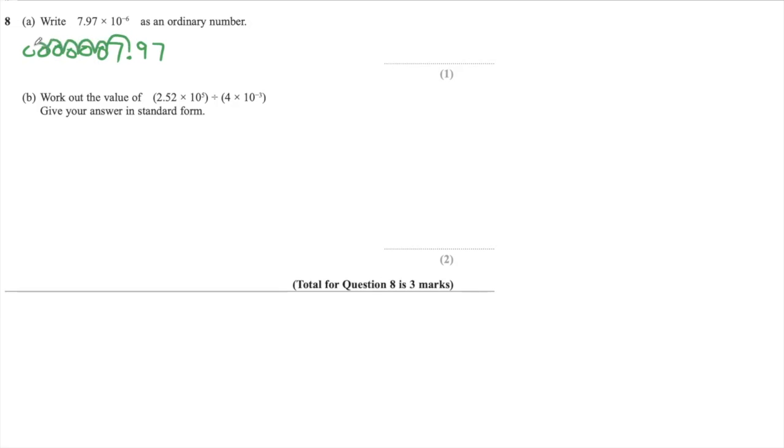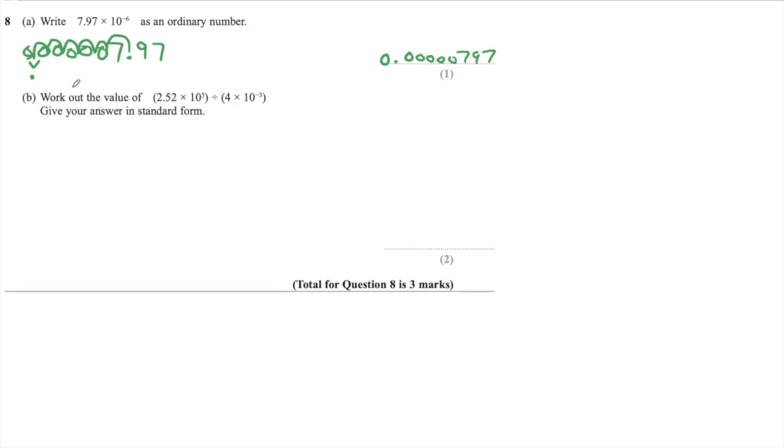So 4, 5, and 6. The answer is going to be 0. So the decimal is now going to be here. So the answer is going to be 0.000000797.